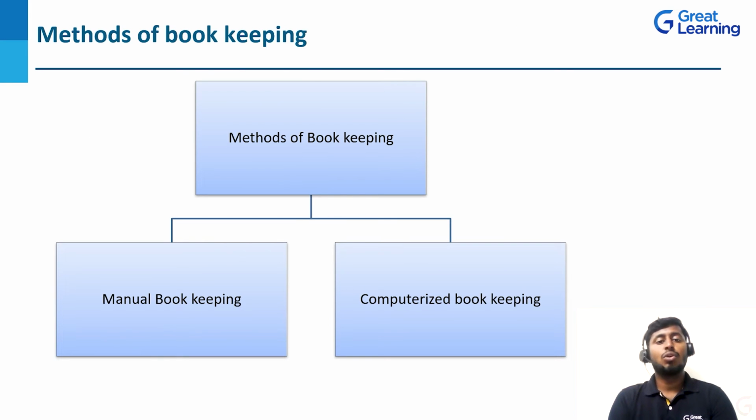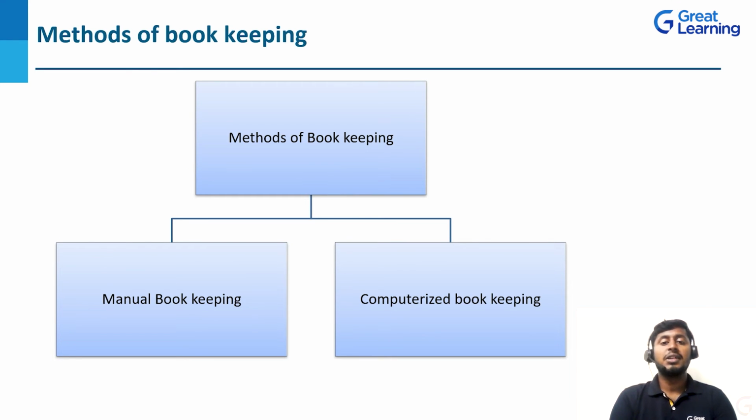Next, methods of bookkeeping. We have two types or two methods of bookkeeping. First one, manual bookkeeping, and second one, computerized bookkeeping. Manual bookkeeping is called the traditional method of bookkeeping, and computerized we call the modern method of bookkeeping.